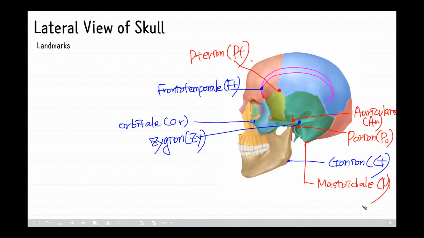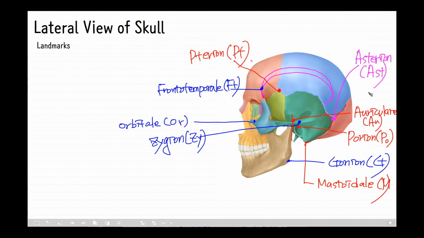And the next one is the asterion. Asterion is located at the confluence point of the lambdoid suture. This is the lambdoid suture and the parieto-mastoid suture, this one, and the occipito-mastoid suture, this one. And the asterion is located in the confluence of this point. So this is asterion. The abbreviated form is AST.